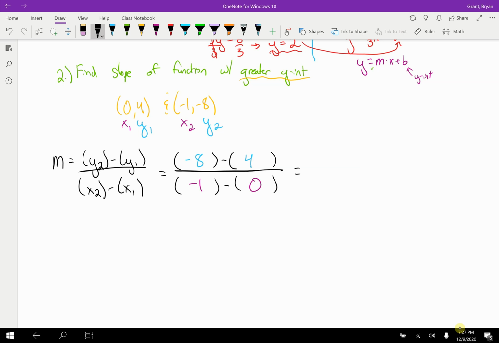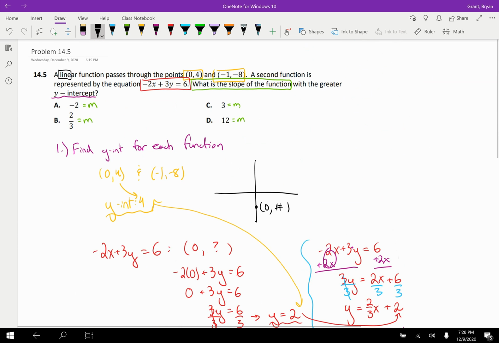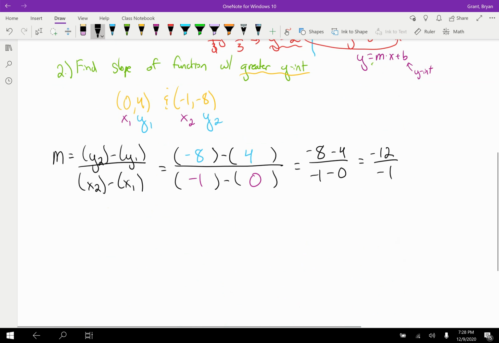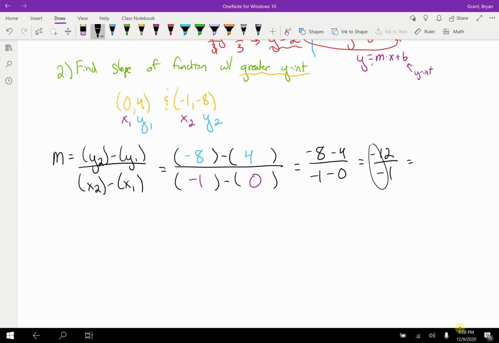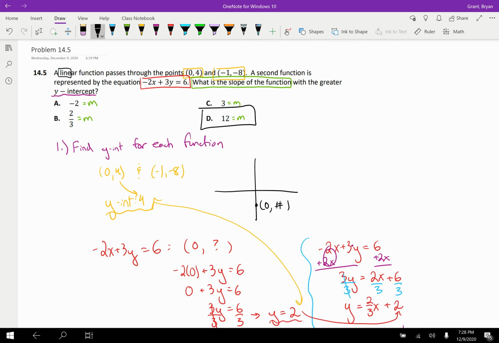And let's continue through. Now we can start dropping our parentheses. -8 minus 4 over -1 minus 0. -8 minus 4 is -12. -1 minus 0 is -1. Then we're pretty much done. So we say, okay, does that match any of our answers? But it doesn't. Drat. But it seems like 12 is probably the likely candidate. How did they get there? Well, a negative divided by a negative is, of course, a positive. 12 divided by 1, we don't need to put the 1, or you can think that 12 divided by 1 is 12. And so we find that the slope of the function with the greater y-intercept is 12.